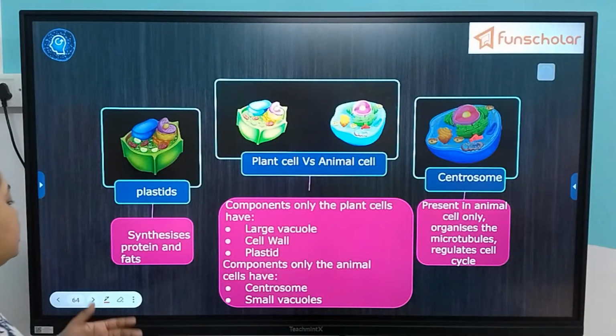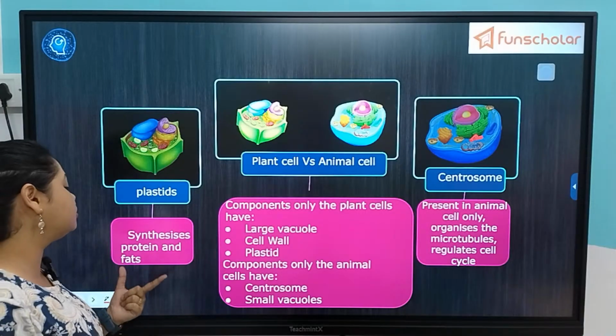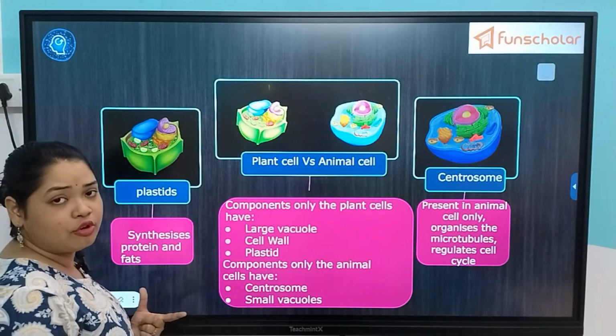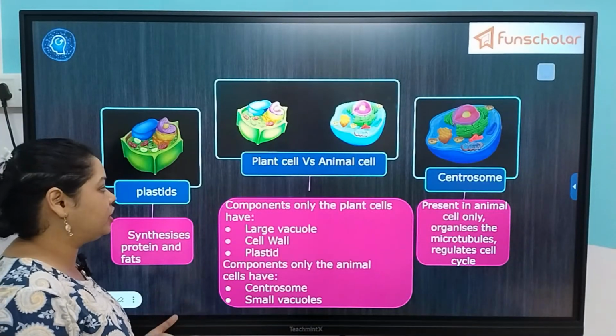Plastids actually synthesize different types of colored pigments and also help in photosynthesis, and also leucoplast acts as the storage house for lipids, starch and proteins.